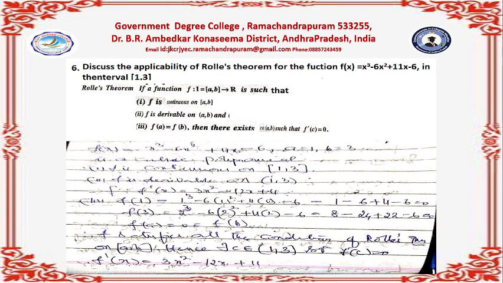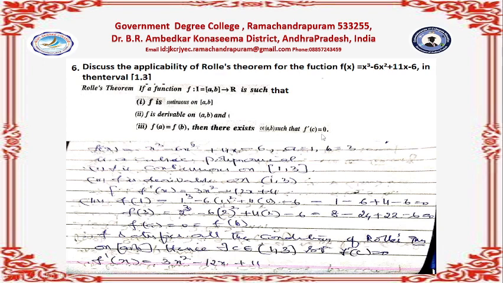Now f is a function from the closed interval ab to R, such that f is continuous on the closed interval ab. Number 2, f is derivable on the open interval ab. And number 3, f of a equal to f of b. Then we are going to show that there exists a c belonging to the open interval ab such that f dash at c equal to 0.